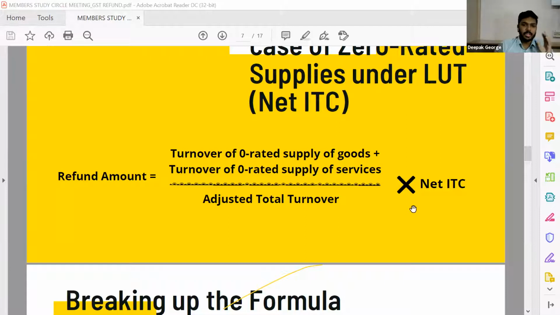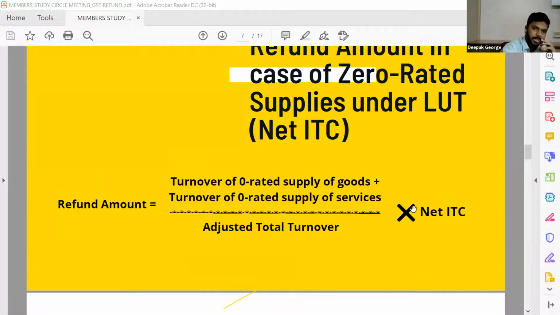So once more, the refund amount that you're claiming is basically net ITC multiplied by the numerator, that is the total turnover of goods and supplies zero-rated, divided by the denominator being adjusted total turnover. So if a company is having domestic and export, using this formula, they will be able to find out what is the adjusted ITC that they can claim as refund.